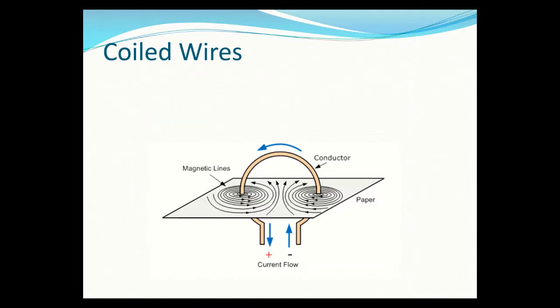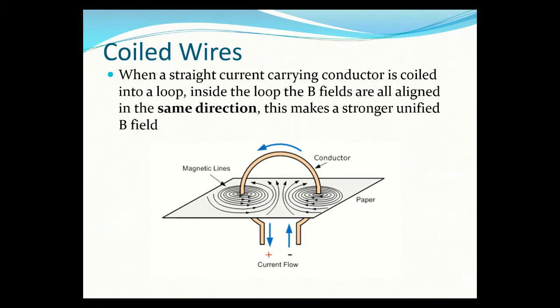Okay, so here's a little diagram of a coiled conductor. When a straight current carrying conductor is coiled into a loop, inside the loop the B fields are all aligned. Remember that B fields are magnetic fields. They're all aligned in the same direction, so this makes a stronger unified magnetic field.